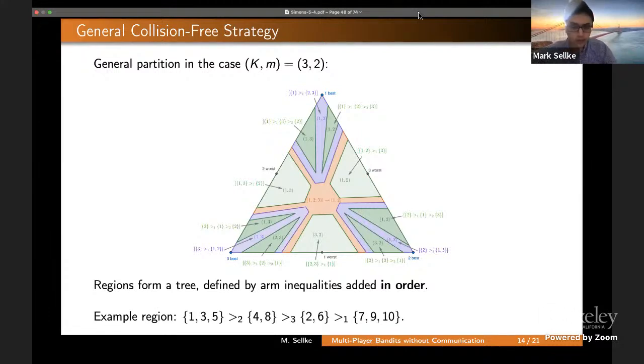In more generality, for a bigger picture, you could have this thing with 3 inequalities on the bottom here: 1, 3, 5 is bigger than 4, 8 is bigger than 2, 6 is bigger than 7, 9, 10. We keep track of the order we add these inequalities, which allows us to get some tree structure. The idea is that these orange and also purple regions serve a similar role of padding to separate out the main part of the diagram, which are these green regions. And the orange and purple are in random locations.